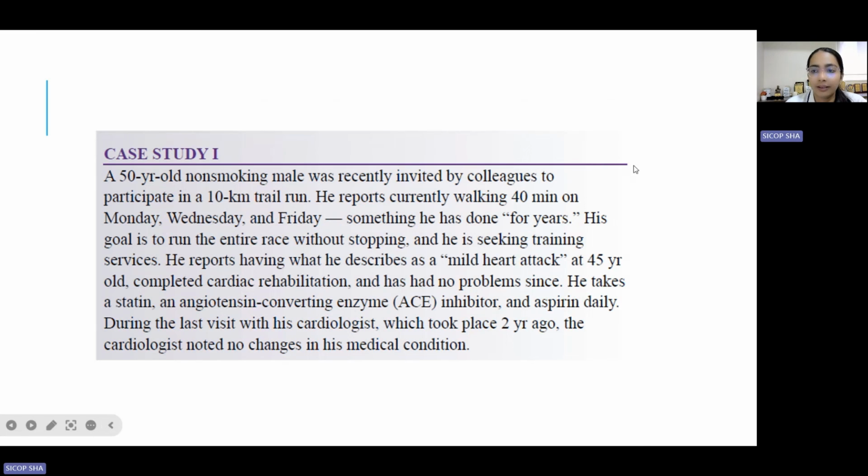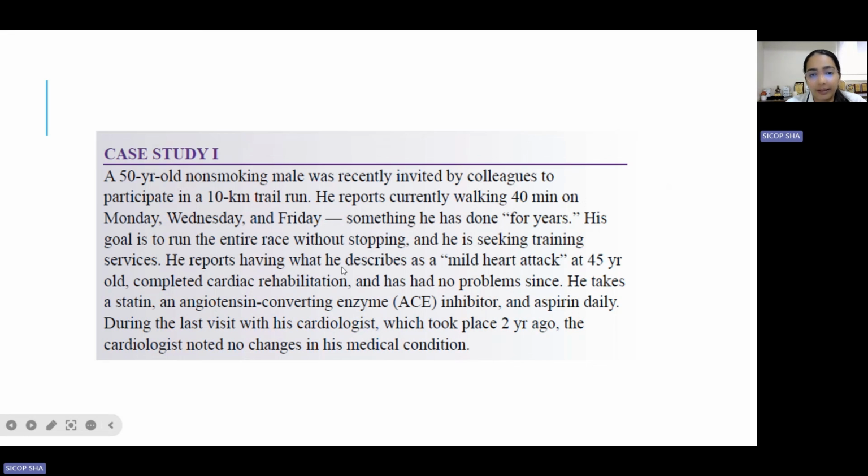So now here we have a case study. For this case study, a 50-year-old non-smoking male was recently invited by his colleagues to participate in a 10-kilometer trial run. He reports currently walking 40 minutes on Monday, Wednesday, and Friday. So this means he's walking for 40 minutes at least 3 days a week, which he has done for years, he says, which is more than 3 months. The goal is to run the entire race without stopping, and he is seeking training services.